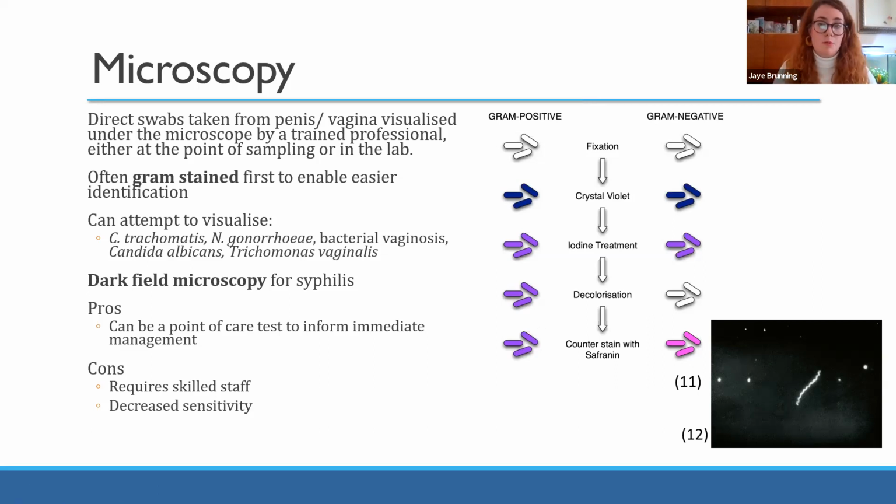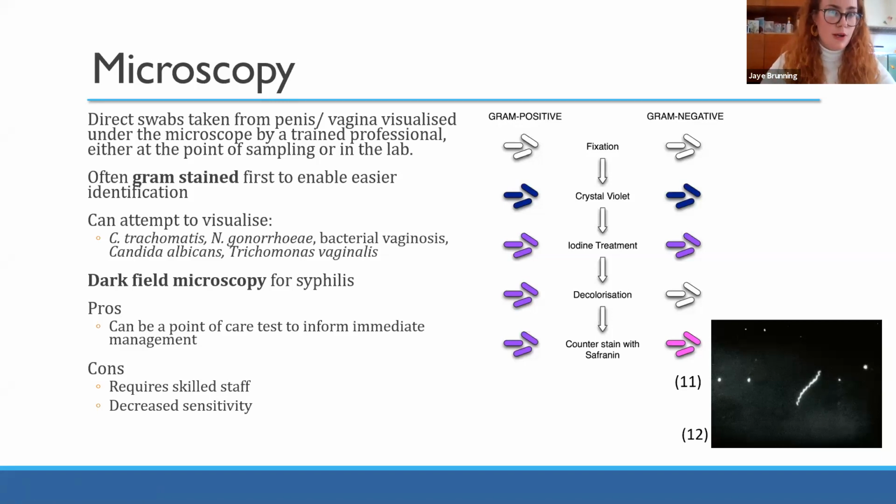Okay, so you can attempt to visualize chlamydia, gonorrhea, bacterial vaginosis, Candida albicans, and Trichomoniasis with microscopy, which is amazing. It's a really wide set of things that you can look for. And also in the lab, you can do dark field microscopy for syphilis. What we have over in the right-hand corner at the bottom is a picture of a spirochete, so that's Treponema pallidum in the dark field microscopy. And as you can see, it's kind of wiggly and a bit like a spiral. And that's what it looks like if a patient has syphilis.